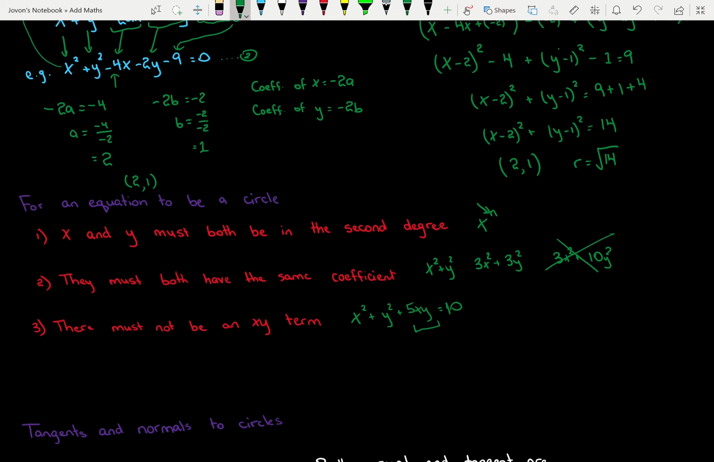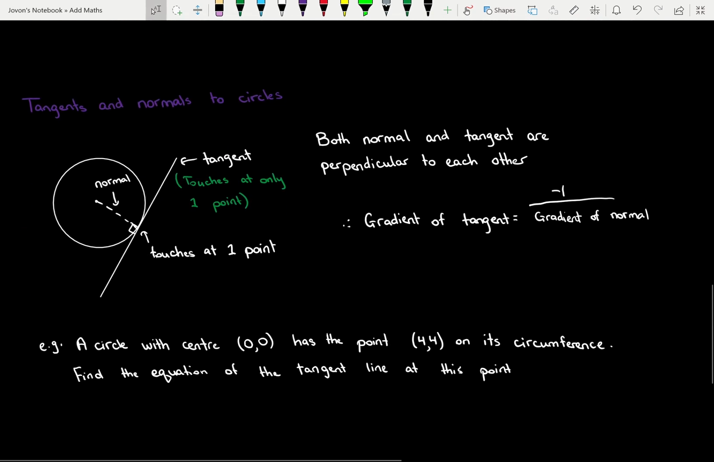Okay, the next thing we come to now is tangents and normals to the curve. I'm not sure how many of you are familiar with tangents. But a tangent to a curve touches the curve at one point only. If it touches it at more than one point, it is not a tangent. So we have the normal and a tangent. A normal and a tangent are perpendicular to each other. There's a right angle between the two lines.